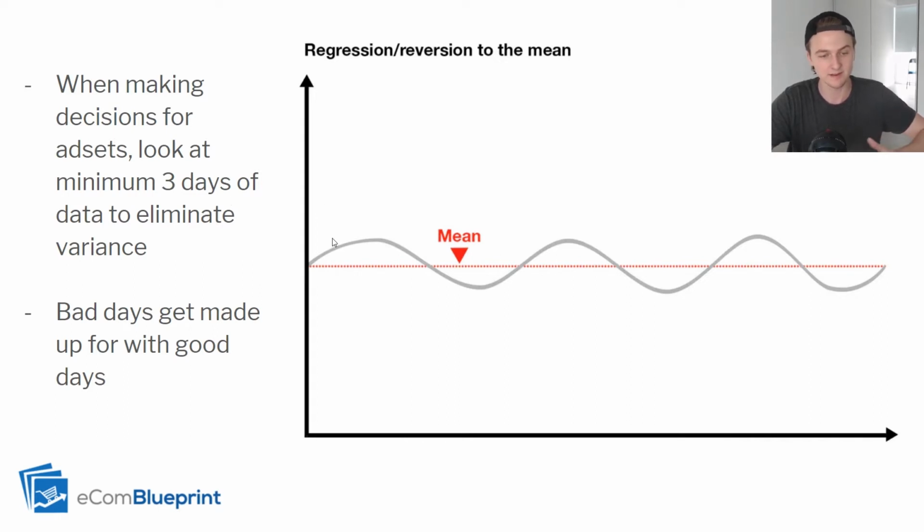Because you want to eliminate variance, and variance is essentially randomness, right? You want to eliminate this because this is what your return on ad spend is going to look like over time. It's just fluctuations, right? It's going to go super well, then it's going to go poorly, then it's going to go super well. And so you need to average this out. You need to look at multiple days of data to make decisions.